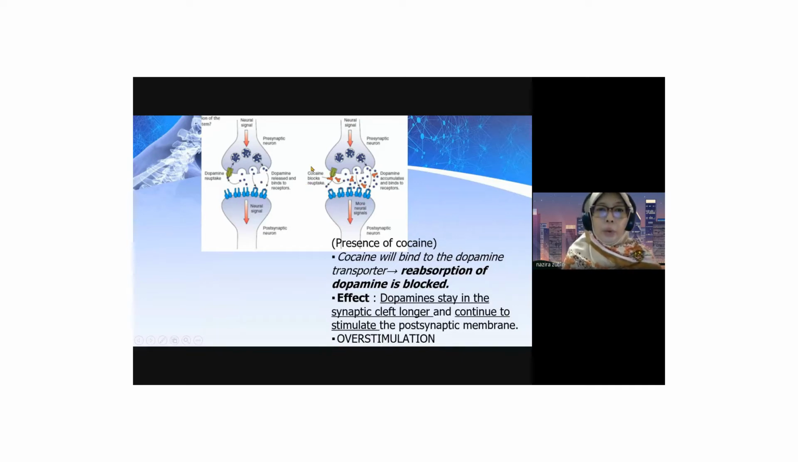But when there's cocaine presence, what does cocaine do? Cocaine binds to the dopamine transporter and blocks the reabsorption, or reuptake, of the dopamine into the presynaptic membrane. So it blocks the reuptake, which causes the dopamine to hang around the synaptic cleft for a longer period of time, and it keeps on stimulating the postsynaptic membrane.